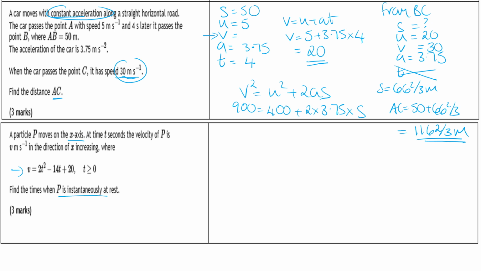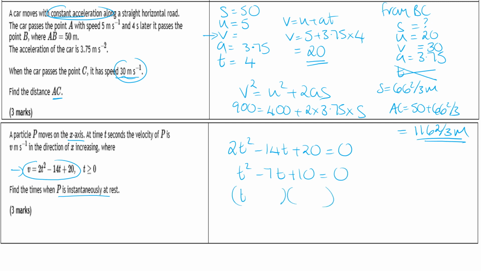Find the time when P is instantly at rest. It's going to be instantly at rest when the velocity here is equal to 0. So we say 2t squared minus 14t plus 20 is equal to 0. All those terms are even, so we just divide by 2. And then we can factorize. We're going to get t minus 5 and t minus 2. So t is equal to 5 or t is equal to 2. And they will be in seconds.